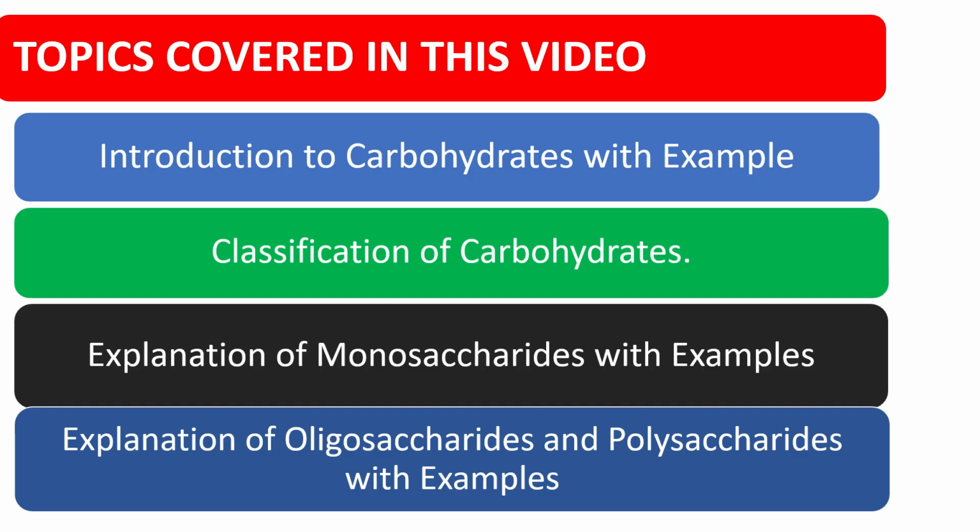The video then focuses on monosaccharides, the simplest carbohydrates, with examples such as glucose, fructose, and galactose. It also explains oligosaccharides, which contain a small number of monosaccharide units, with examples such as sucrose, lactose, and raffinose. Finally, polysaccharides are discussed, including starch, glycogen, cellulose, and chitin. Overall, the video provides a simple and systematic understanding of carbohydrate types, structures, examples, and biological functions.